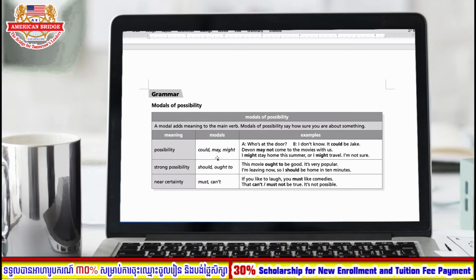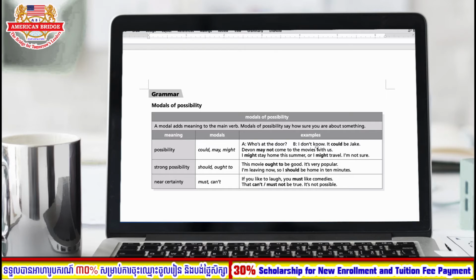So the word that you can use, or the modal verb that you can use, is could, may, or might. If you look at the example, "Who's at the door?" "I don't know, it could be Jack." Okay, so if you look at this response, speaker B doesn't know who is at the door, but he just guessed. It's possible that it could be John, and it's possible it could not be John. We are not sure, just 50-50%.